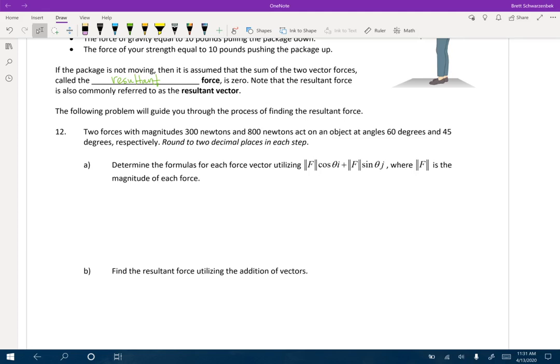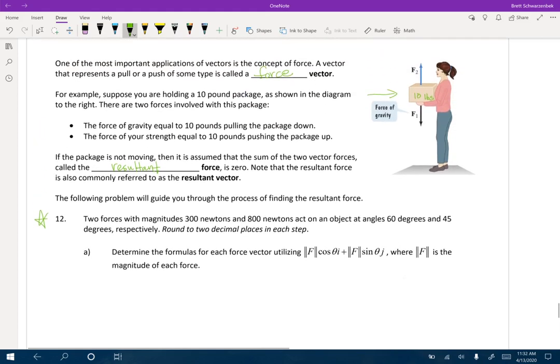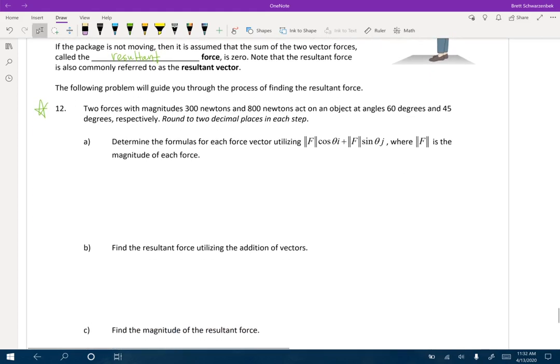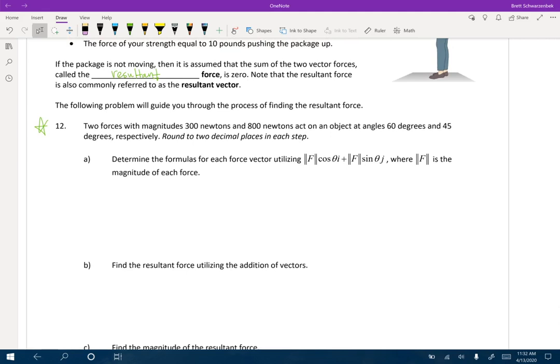So looking at number 12, it says two forces with magnitudes of 300 and 800 newtons act on an object at angles of 60 and 45 degrees, respectively. Okay, so that's the setup. Both of these are vectors because they have a magnitude in newtons and they have an angle in degrees. So that's the first thing, understanding that these are clearly force vectors. But what's interesting is, what did they give you? They gave you the magnitude and they gave you the direction.